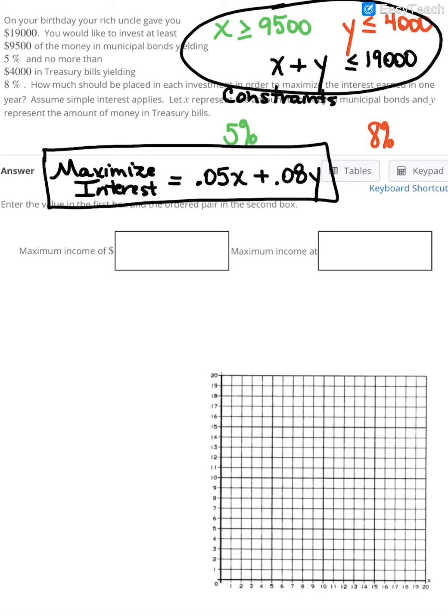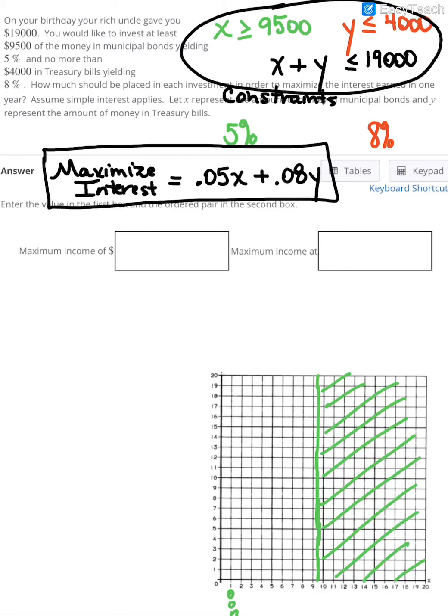Okay, so as I get ready to graph my constraints, it doesn't matter which order, I'll first start with X is greater than or equal to 9,500. I am going to scale the graph. Each unit will represent 1,000, so if X is 9,000, that would be 9, and I'm going up to 9,500, that would be right here in between the 9 and the 10, so I'd have this vertical line, and then greater than would be shaded to the right, just like this.